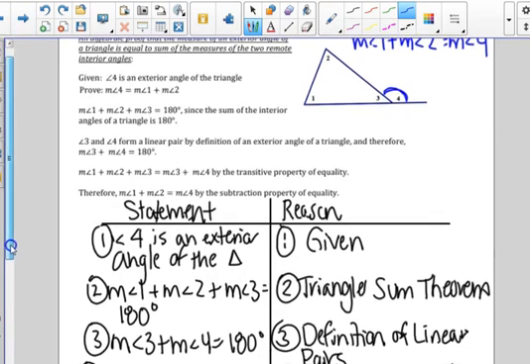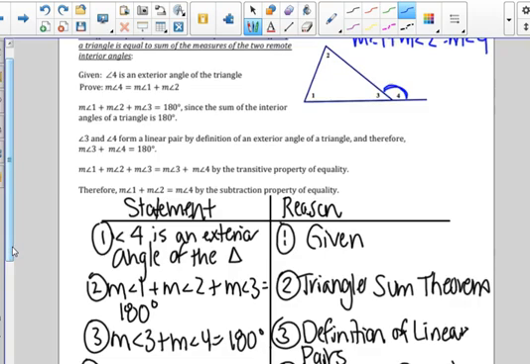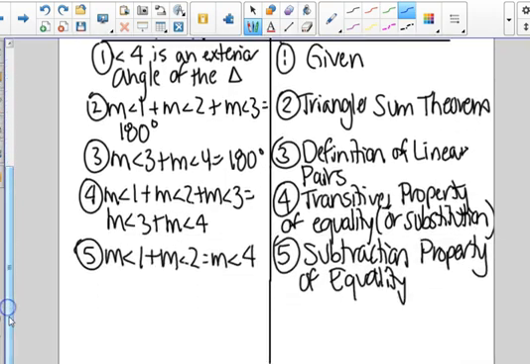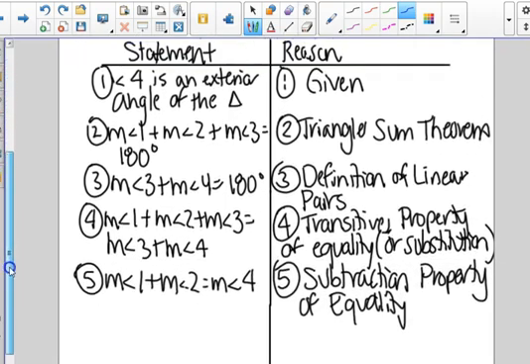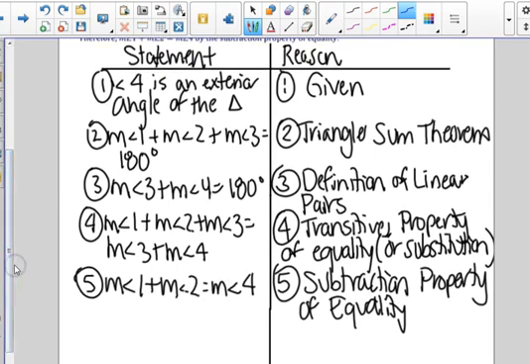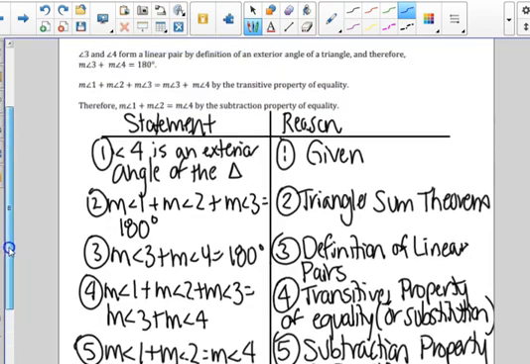So when we wrote out our formal proof, we wrote all our information there. I'm going to go down to the two-column proof instead of that first one. So angle 4 is an exterior angle of a triangle. We were given that information. We know that the measure of angle 1 plus the measure of angle 2 plus the measure of angle 3 is equal to 180 degrees.